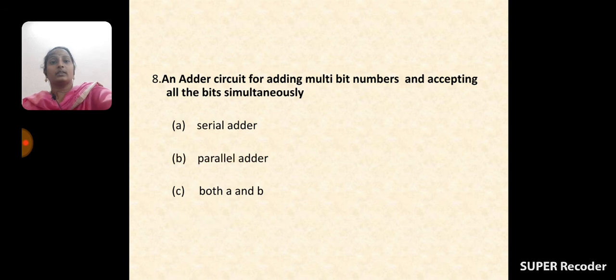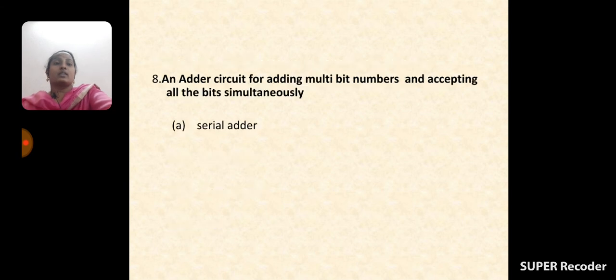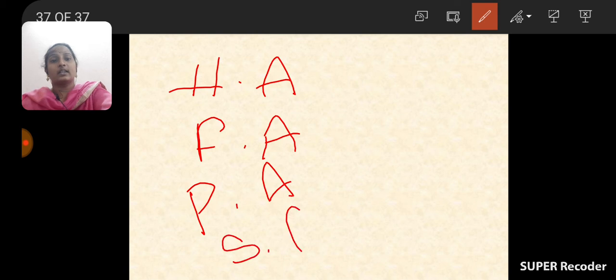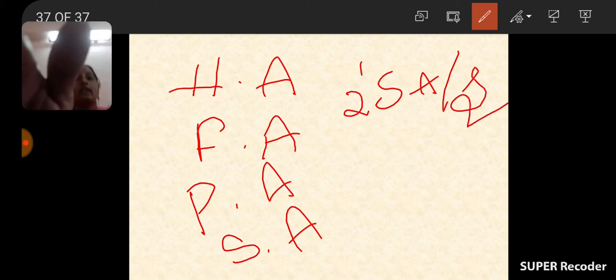Okay. So next, this is about today's class. In today's class, what did we discuss? Once I would like to revise, and after revision, I would like to conclude. In our last class we discussed two adders. What are the two adders? One is half adder and the other one is full adder. But now we have discussed two more adders: one is parallel adder, the other is serial adder, and then the 2's complement adder and subtractor.